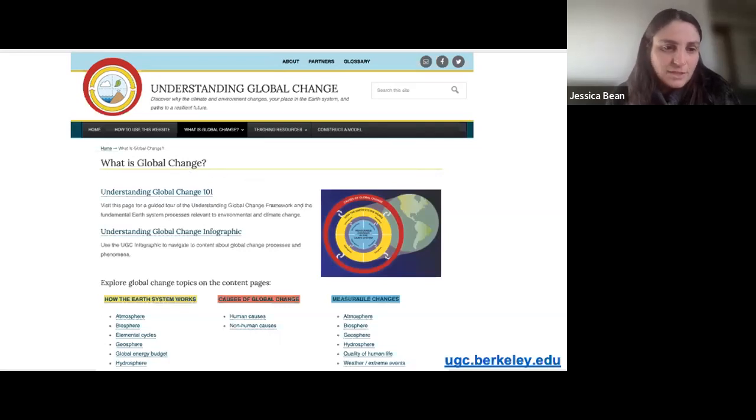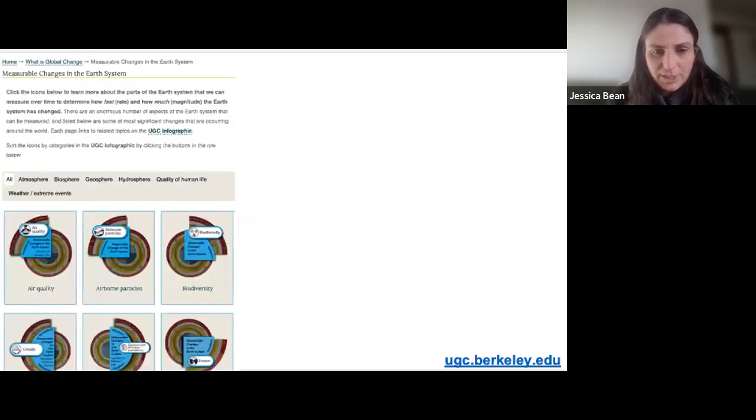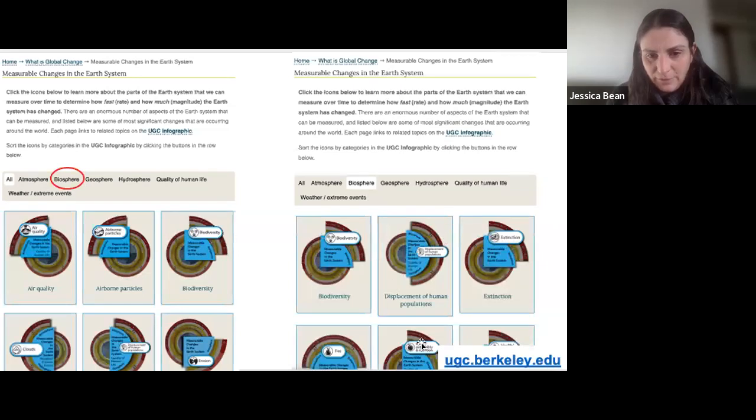So I just want to show you very quickly, there are other ways of looking at the content on our website. You can look at the different content pages that are organized by the different sections of the framework. For example, in the measurable changes, you can get a list of all the measurable changes, but let's say you just want to look at things that are in the biosphere. You could click on biosphere and then just look at the topics like food or extinction or fire that are related to measurable change topics in the biosphere.